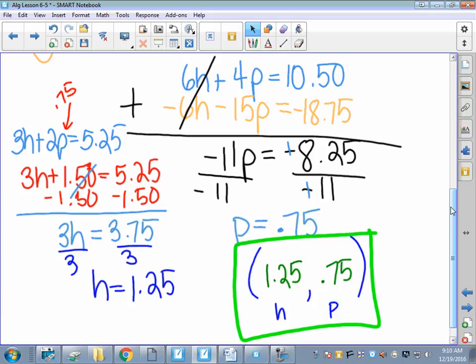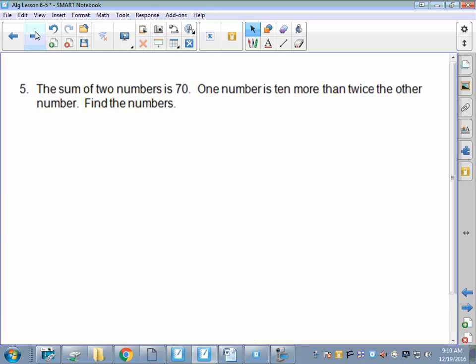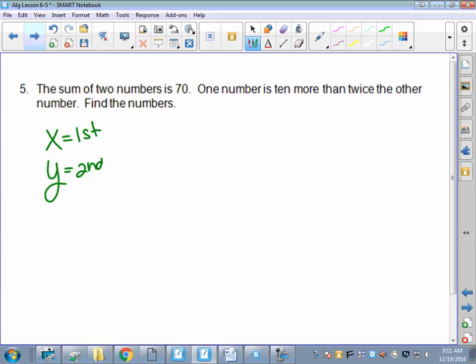So, let's write another system of equations, and then I'm going to tell you that we'll solve it later. You solve it on your own. So number 5, it says the sum of two numbers is 70. One number is 10 more than twice the other number. Find the numbers. So I'm going to start with x and y because it didn't really tell me. So x is the first number, y is the second number.